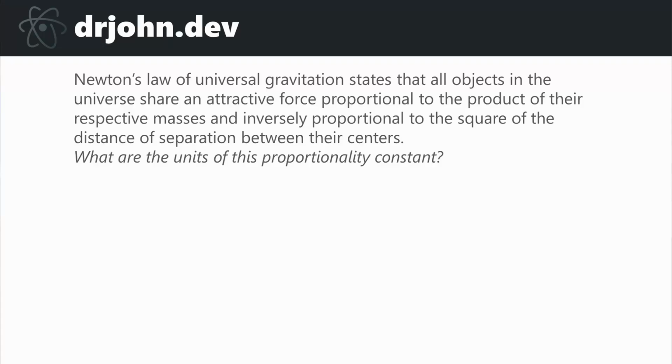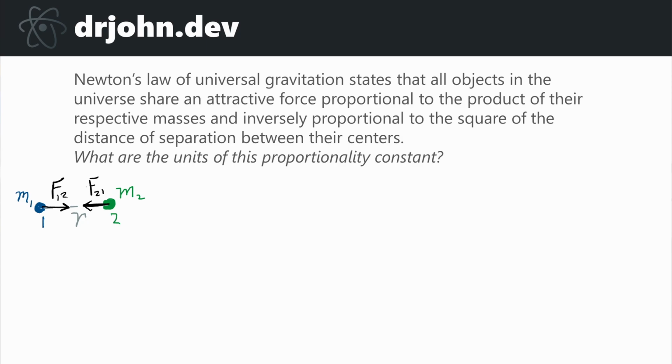So there's a lot to unpack here, but let's first translate the words into a diagram, then form an equation, and then apply dimensional analysis to determine this constant. Let's consider two masses labeled m1 and m2. And their distance of separation is equal to, let's say, r. According to Newton's law of universal gravitation, m1 has an attractive force acting on it from m2, and then m2 in turn has an attractive force acting on it from m1.